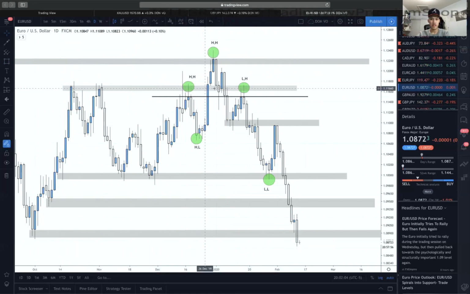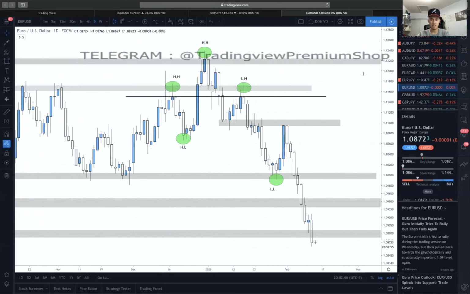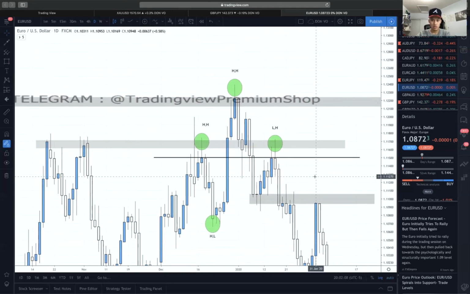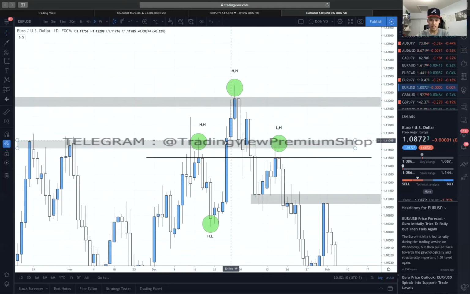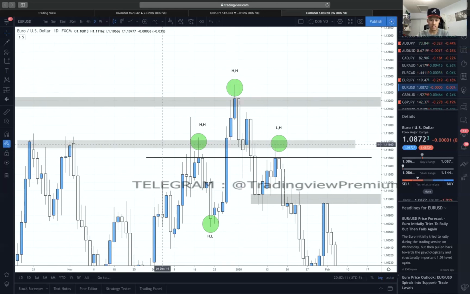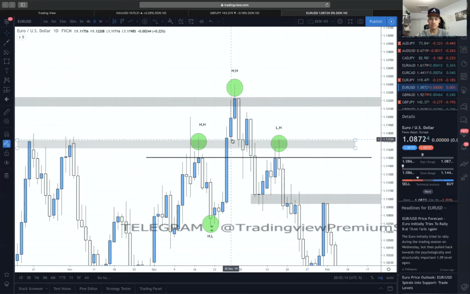Here, right? Price broke the zone right there. So let's zoom in. We have a broken zone right there because it cannot close above this area. So what happened when price closed above it? It came back down to retest that same zone.